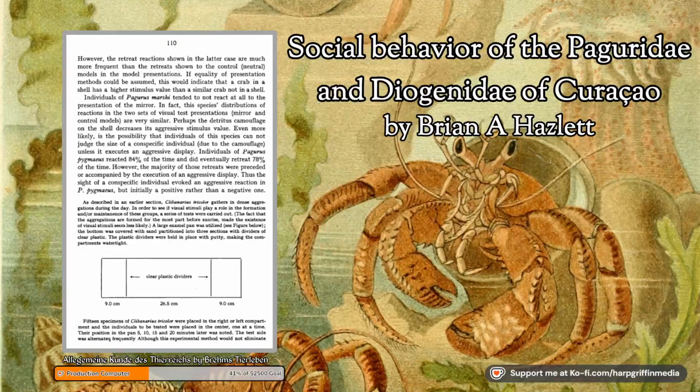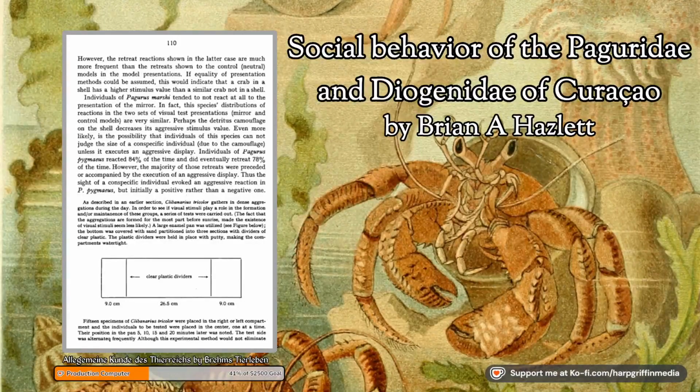However, the retreat reactions shown in the latter case are much more frequent than the retreats shown to the control neutral models in the model presentations. If equality of presentation methods could be assumed, this would indicate that a crab in a shell has a higher stimulus value than a similar crab not in a shell.